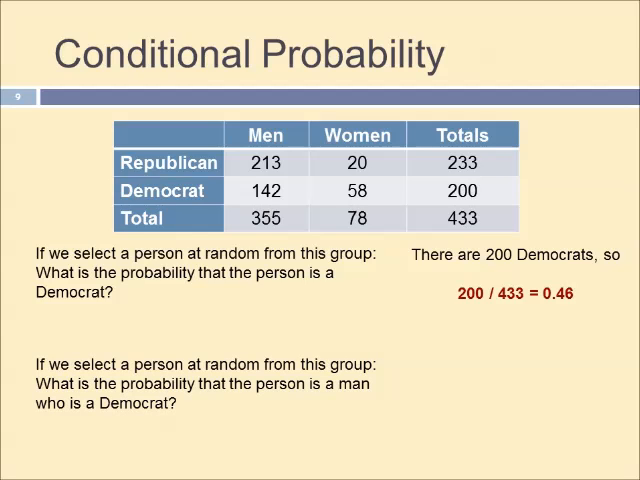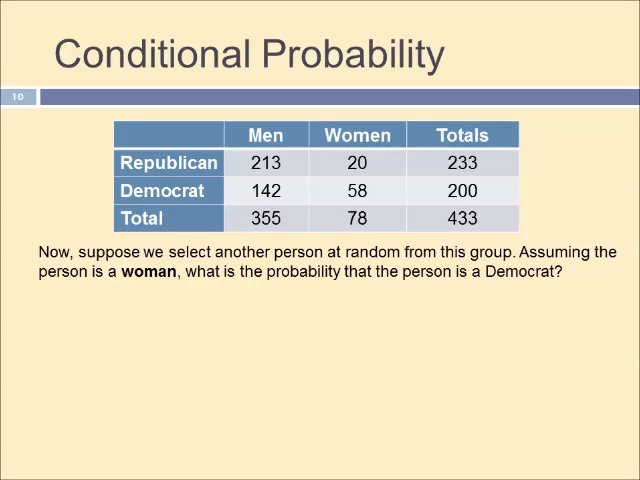Now, one more. If we select a person at random from this group, what is the probability that the person is a man who is a Democrat? So again, we are picking one person from the 433. What's the probability that the person is both a man and a Democrat? Well, there are 142 men who are Democrats, so 142 divided by 433 is about 0.33.